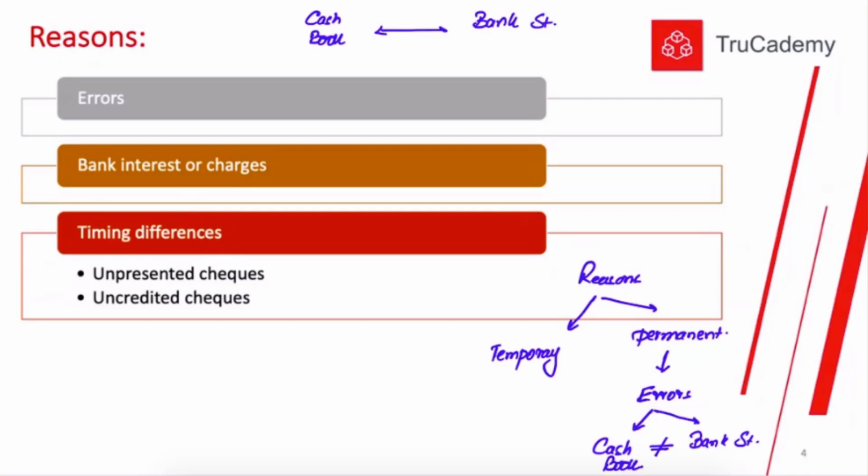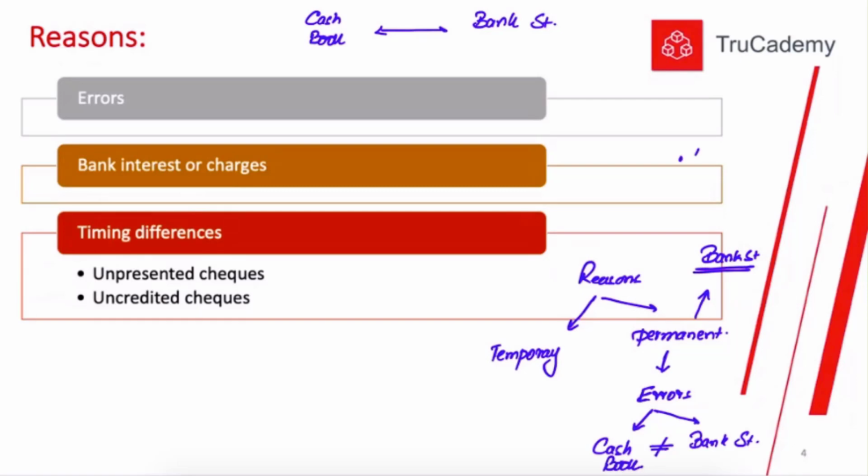Now, if there is an error in the cash book, we need to make the correction where? In the cash book. If there is an error in the bank statement, we need to notify the bank about the error and we need to make the adjustment where? In the bank statement. Second, there can be one more type of permanent difference: sometimes there are transactions which appear in the bank statement but do not yet appear in the cash book.